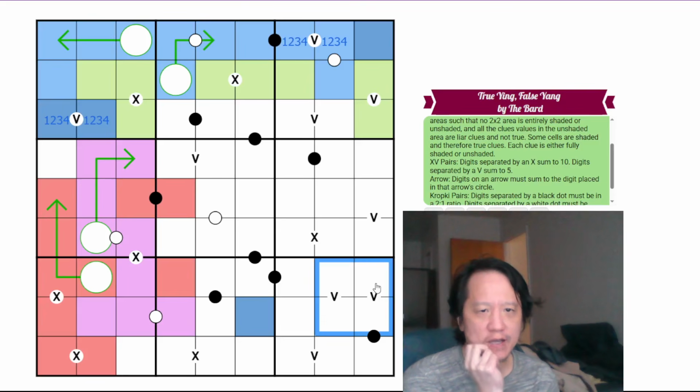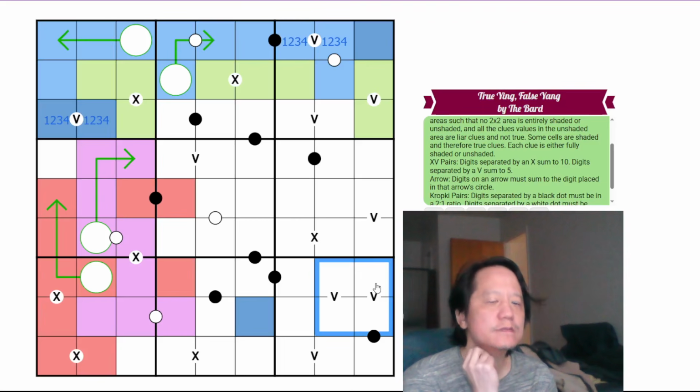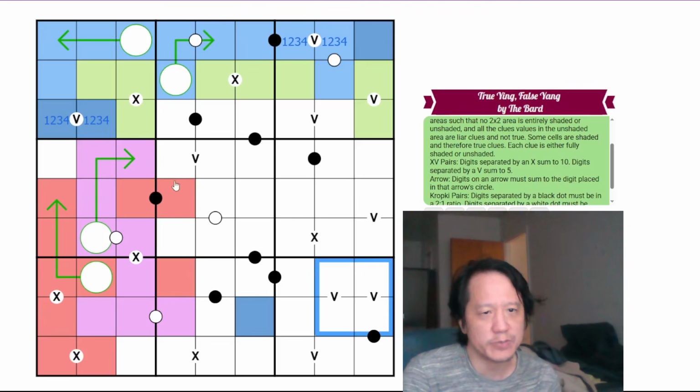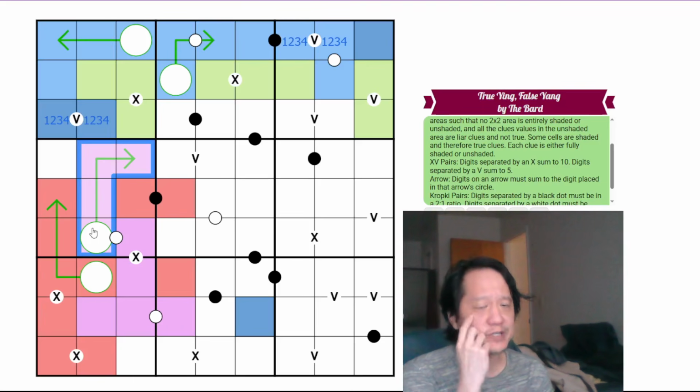What else do we have? Hmm. So these are opposite no matter what. But they don't have to be the shading that we have here, right?